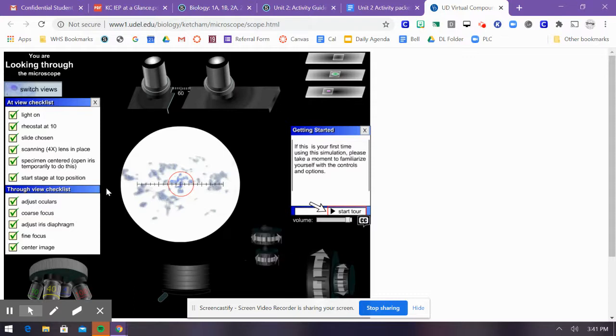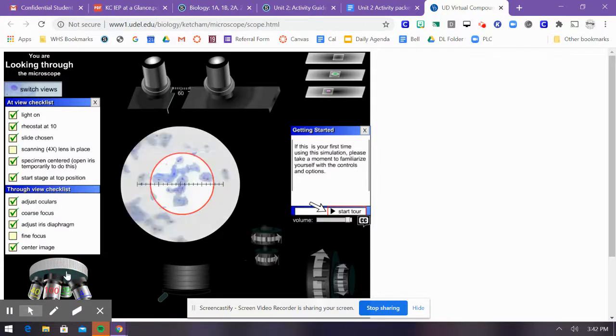Okay, so all of the boxes are checked. So now what we're going to do is switch this to 10. So you're always going to do this every time. You're going to start at the lowest magnification and slowly adjust it until you are fully magnified and focused at 100 magnification. So right now we're at 10. We're only going to use our fine focus now. Look, there's that check. Good to go.